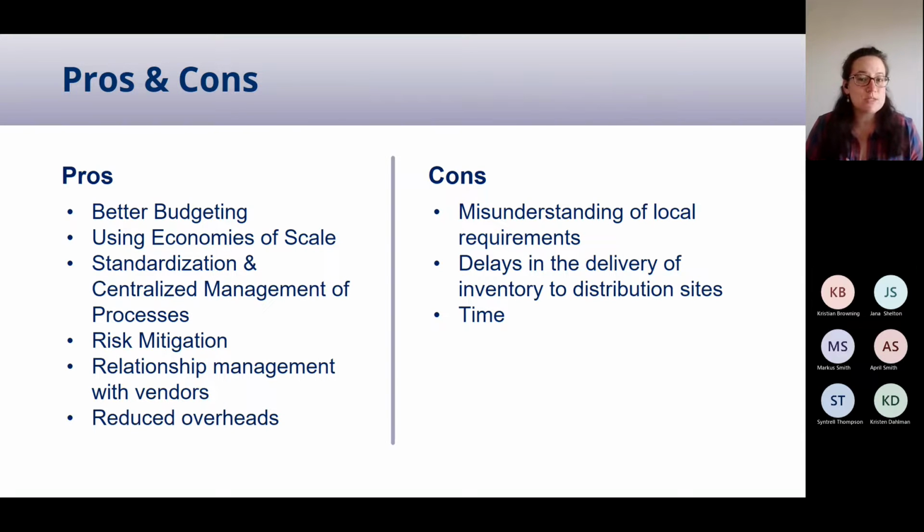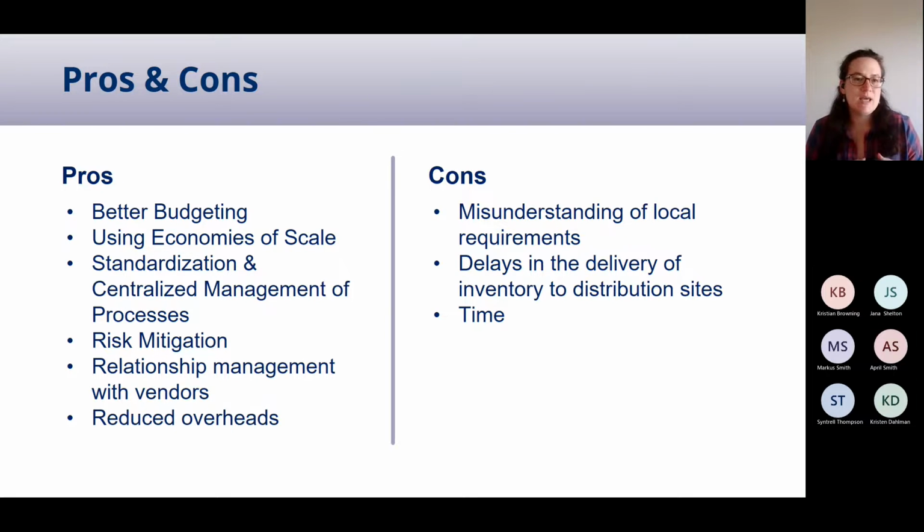You'll also see improved risk management. Similar to the previous item, you'll see increased risk mitigation because you're able to streamline and standardize your processes. And you won't have to worry about managing and understanding the roles of multiple stakeholders within centralized procurement because you're really only working with that one procurement department or procurement agency.